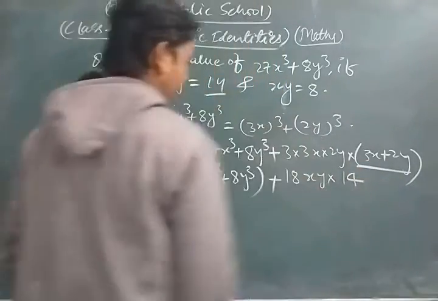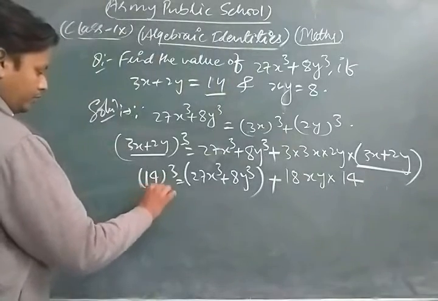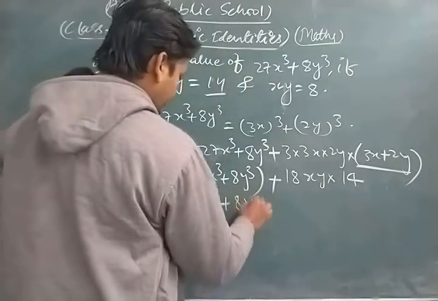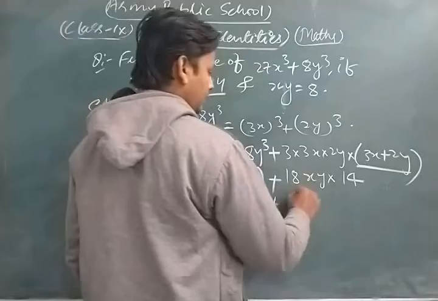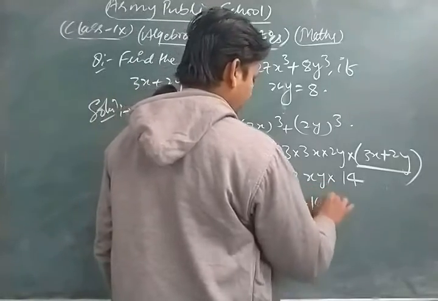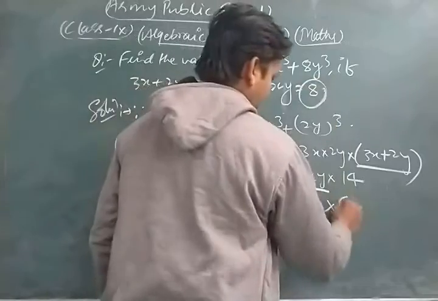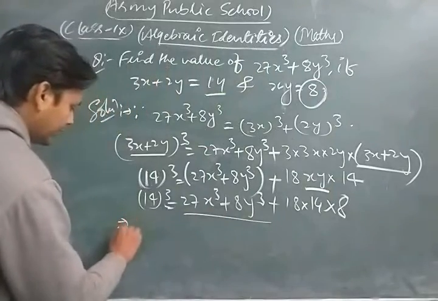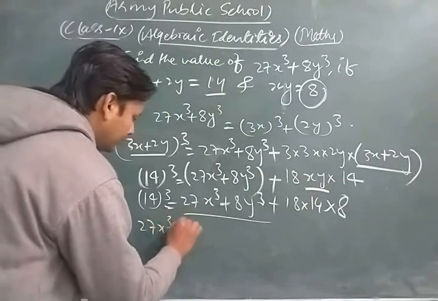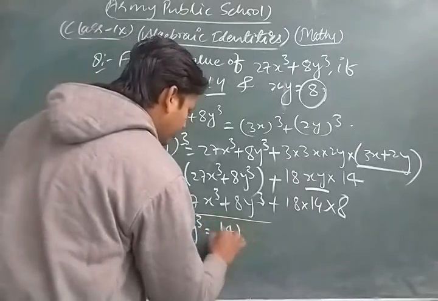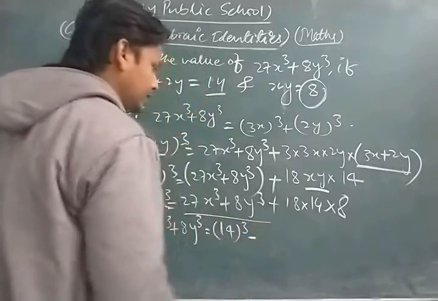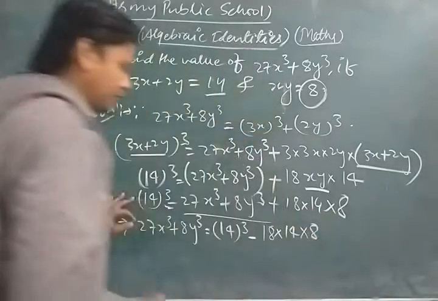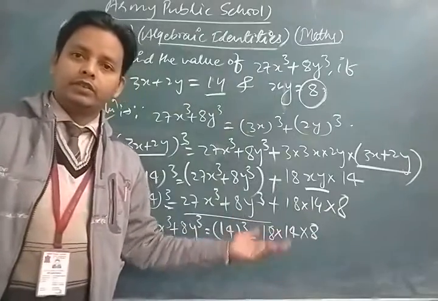Here we put that, 14. Now, 14 cube is equal to 27x cube plus 8y cube plus 18 into 14 into the value of xy, which is 8. Okay, this is the concept. Now the value of the given expression 27x cube plus 8y cube is equal to the cube of 14, transferring that side, minus 18 into 14 into 8. We simplify them and in this way we get our result.